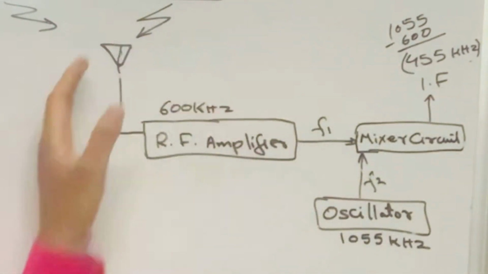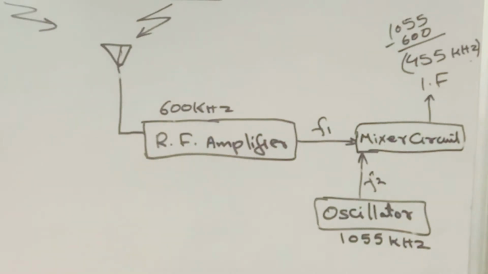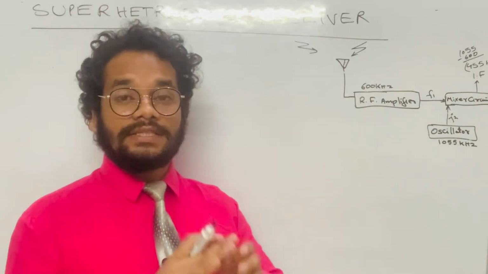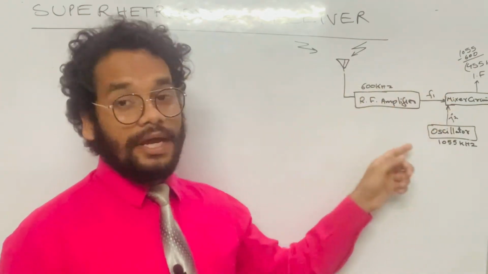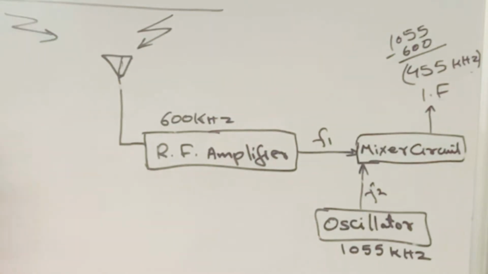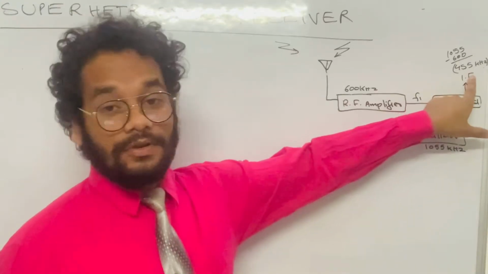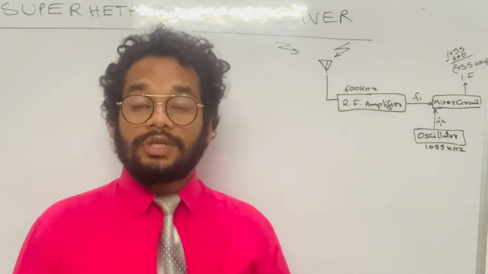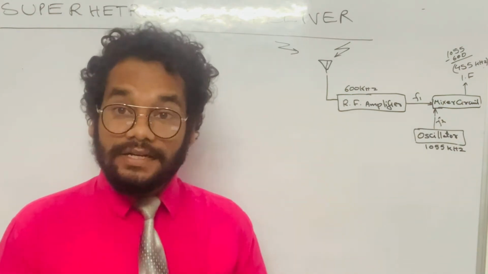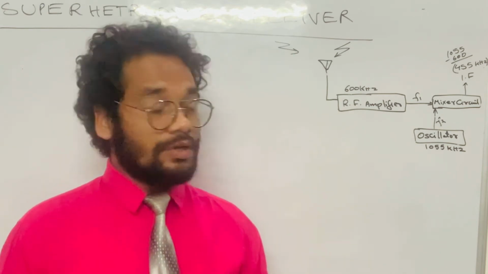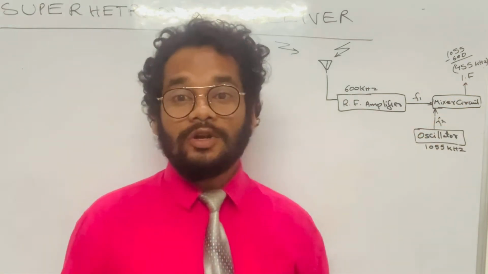So this is a salient feature of the superheterodyne receiver. Friends, I repeat again, we should know that the salient feature of the superheterodyne receiver is to produce 455 kilohertz. That is the intermediate frequency. At this intermediate frequency, which is a lower frequency, the amplifier circuits operate at maximum stability, selectivity and sensitivity.